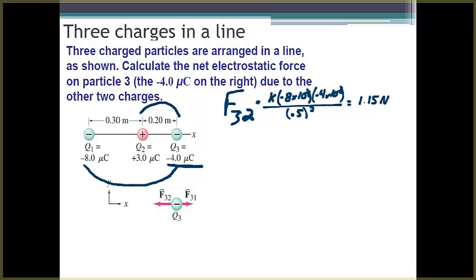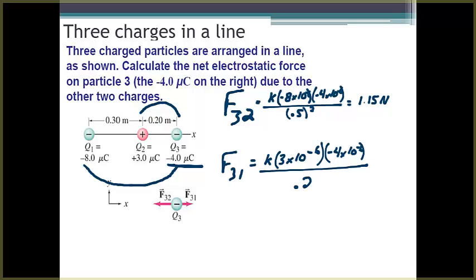Now what I need to do is find the force between charge 3 and charge 1. We have a value for K. Charge 2 is 3 times 10 to the negative 6 coulombs. It's a positive charge. Charge 3 again is negative 4 times 10 to the negative 6 coulombs. Those 2 charges are only separated by a distance of 0.2 meters. This time I get a negative value for force. So when I type it in, 0.697 newtons.